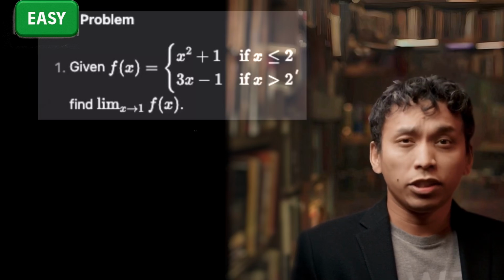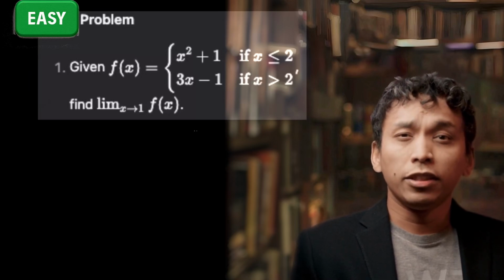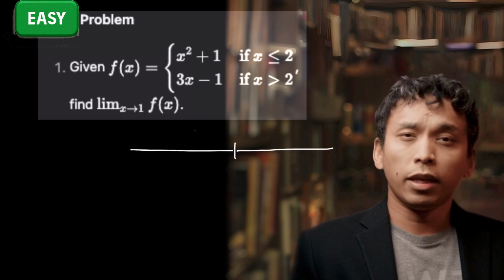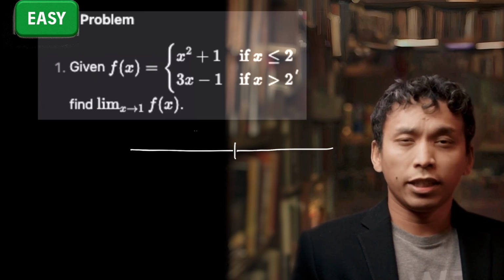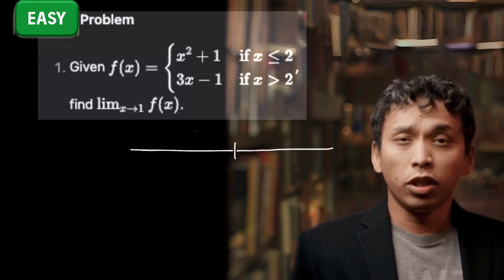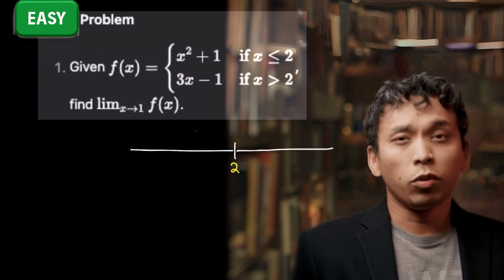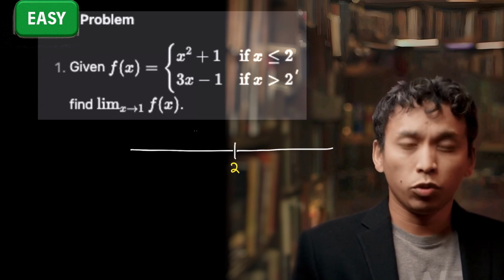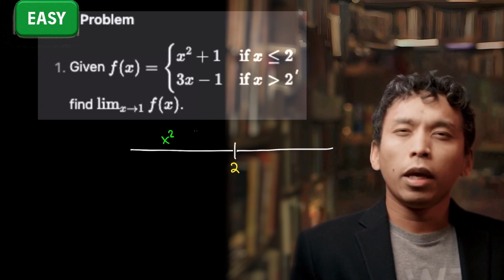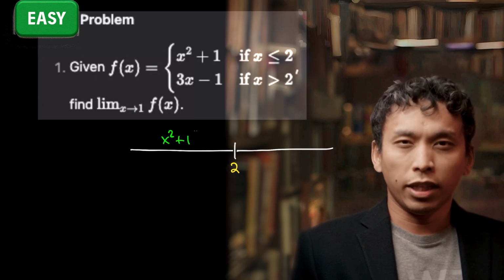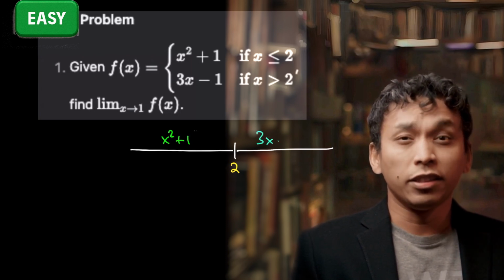To solve this piecewise limit problem, the easiest thing to do is to imagine these functions sitting on the left and the right hand side of the number line. So here we're going to x equal 2. And on the left hand side, or less than 2, we have the equation x squared plus 1. And on the right hand side, you have the equation 3x minus 1.